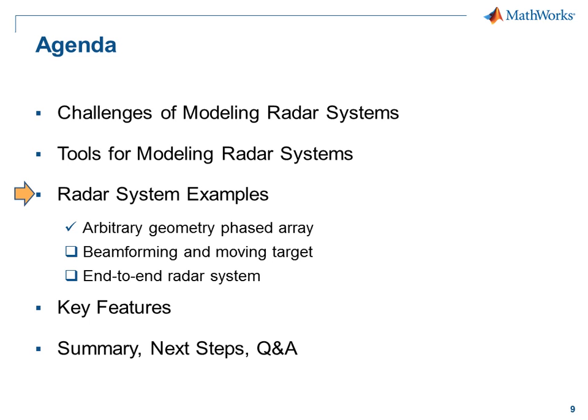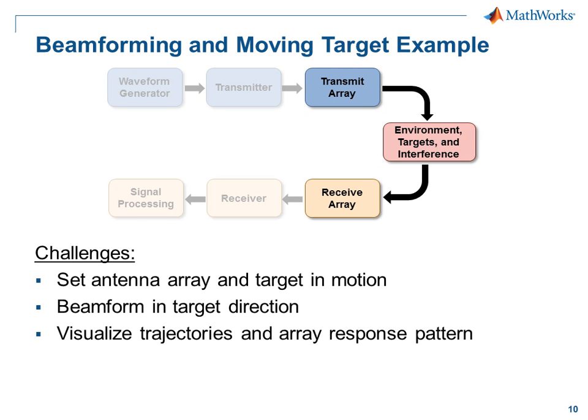Now let's do something a little more complicated. We're going to reuse the array we've just designed and mount it on a vehicle that needs to track a moving target. We need to model several more pieces of the system now. The platform motion, radiator, collector, and a beamformer. Let's run this example.